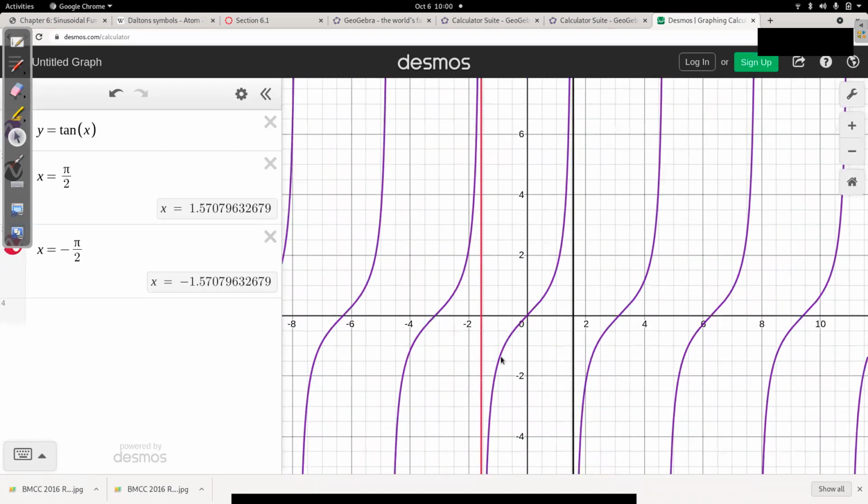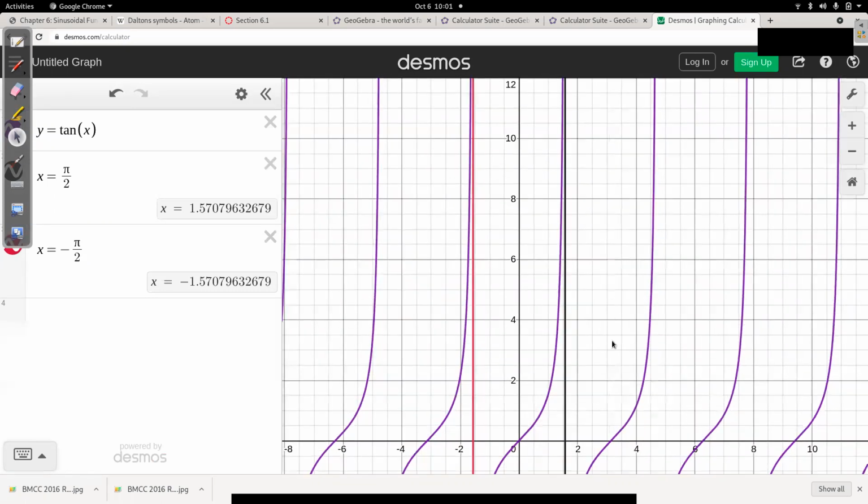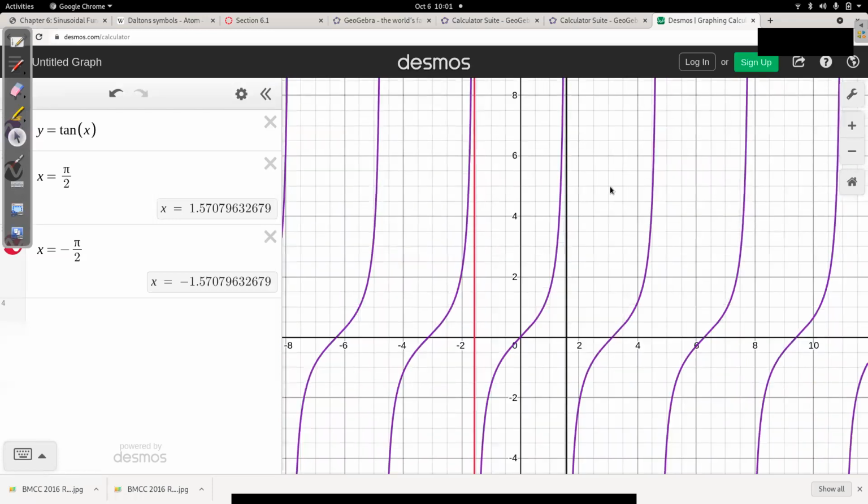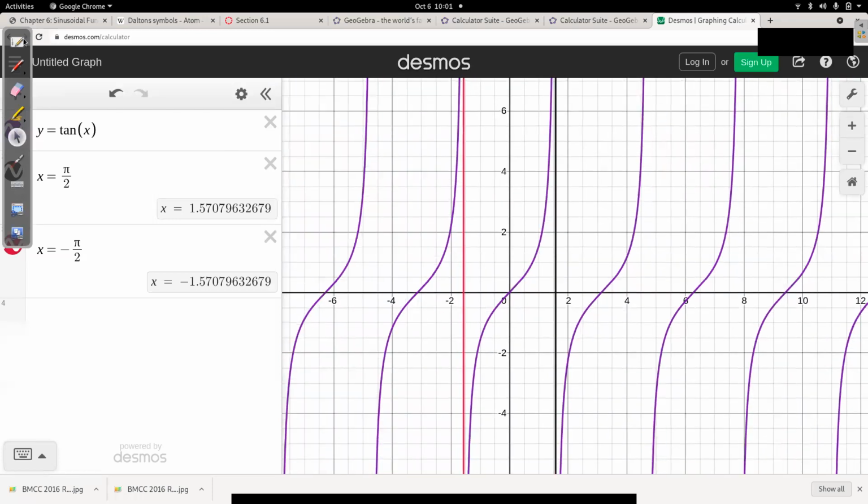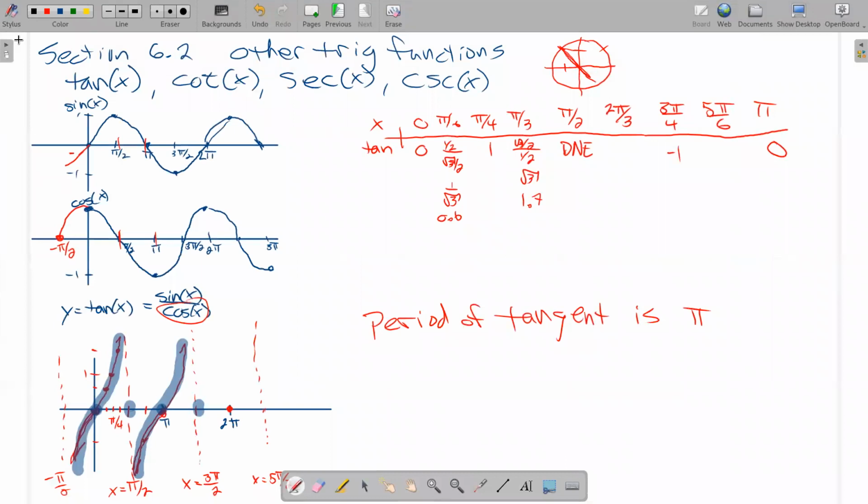And so this basic chunk of the tangent here, disconnected from the other ones, lives between negative pi over 2 and pi over 2, which is a period of pi. And then every pi, it just keeps repeating that same pattern over and over again. Amplitude. This thing goes up forever. Let's think about why that happens for a second. So this thing doesn't have an amplitude.